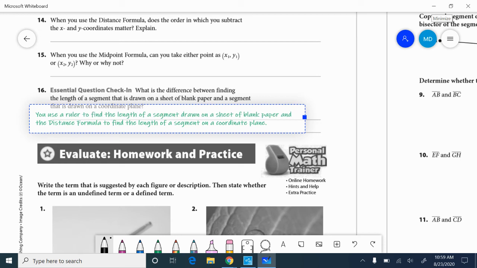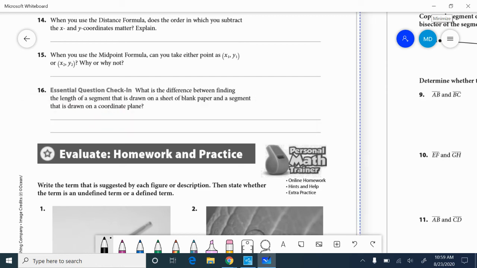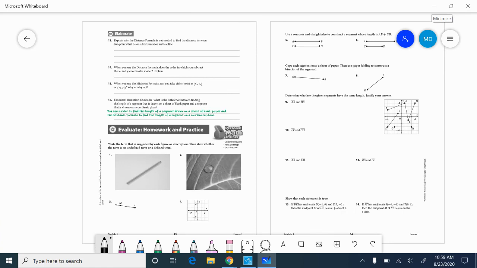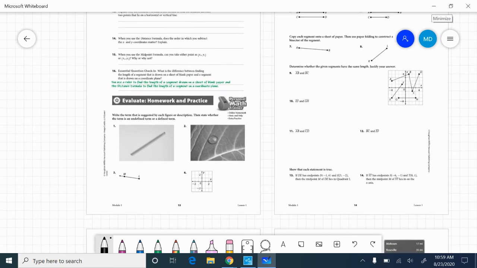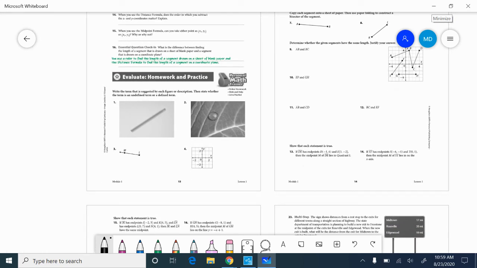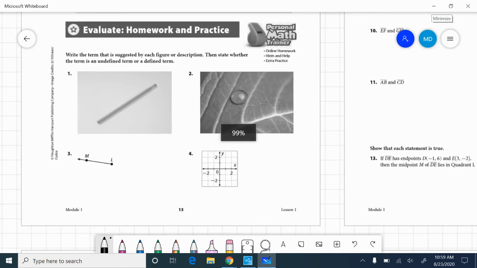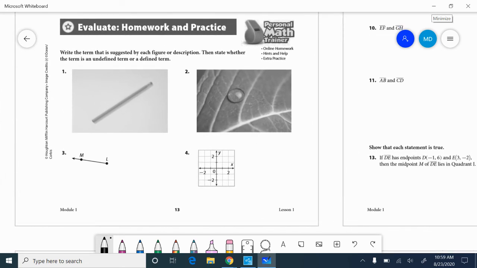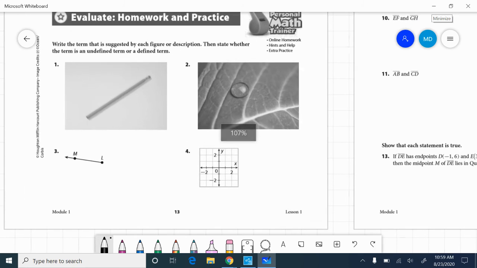Okay. Use a ruler to find the length of a segment drawn on a sheet of blank paper and the distance formula to find the length of a segment on a coordinate plane. Last thing I'm going to do with you for this video is down here, bottom of page 13. There's a lot more pages to this lesson, but I'm not assigning these at the moment. But we are going to look at the first four, okay?